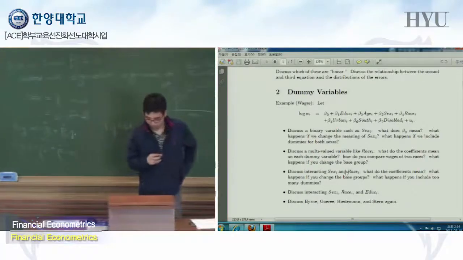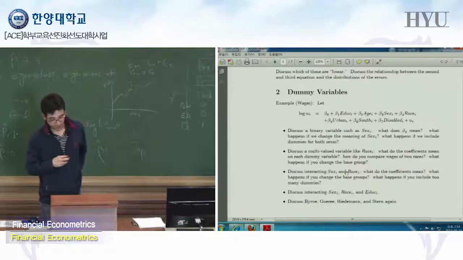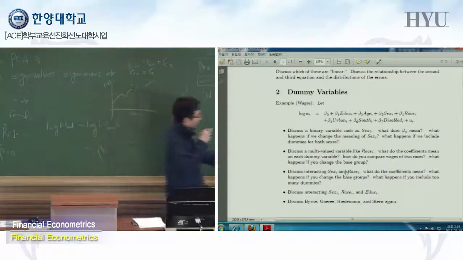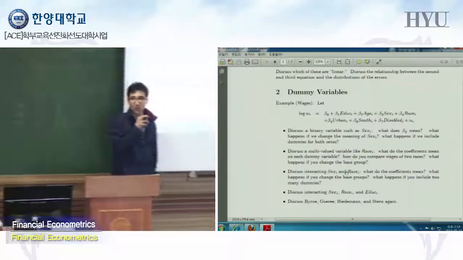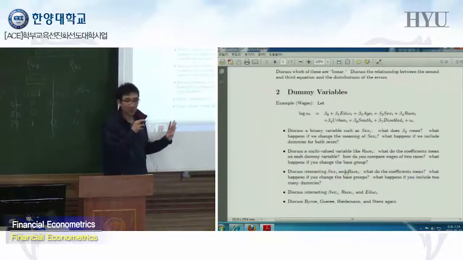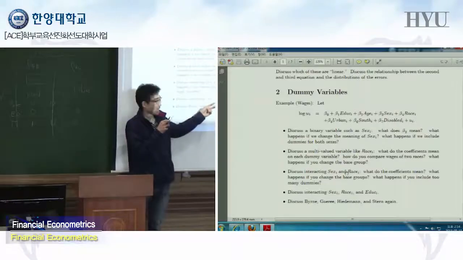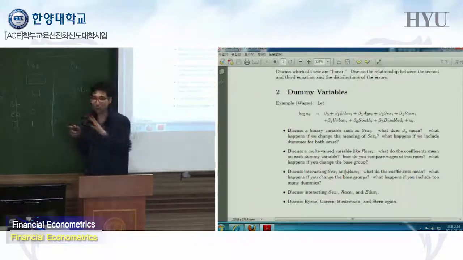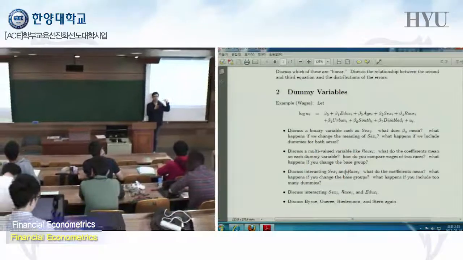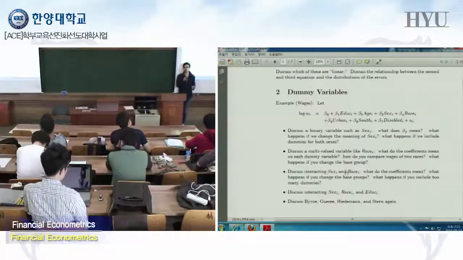Also, we can do those things. We can even interact gender, race, and education, all three together. In this case, it is the incremental wage of being a male and being either white or black, and then with a certain level of education.